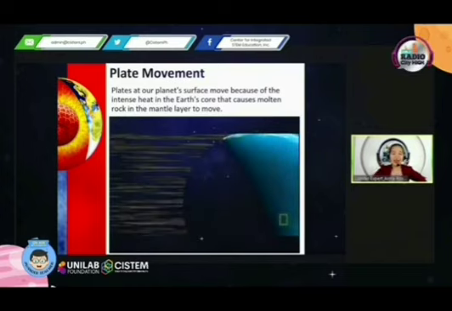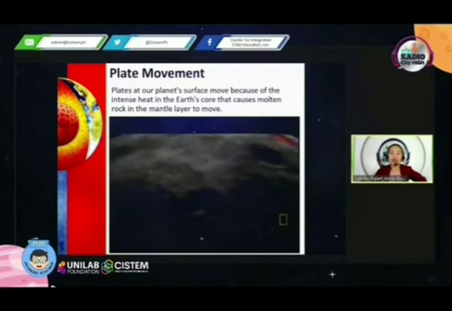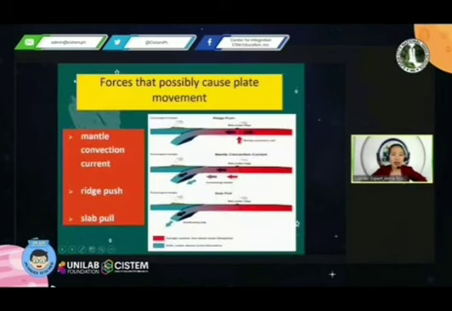All right. So scientists really believe that there are forces behind plate movement. And these are the possible forces that possibly cause plate movement. So scientists enumerated three. You have mantle convection current, you have ridge push, you also have slab pull. So on the figure there, you can see the arrows that represent the direction of the plates. All right, so you have ridge push, mantle convection current, and slab pull. We will explain that one later as we go on.